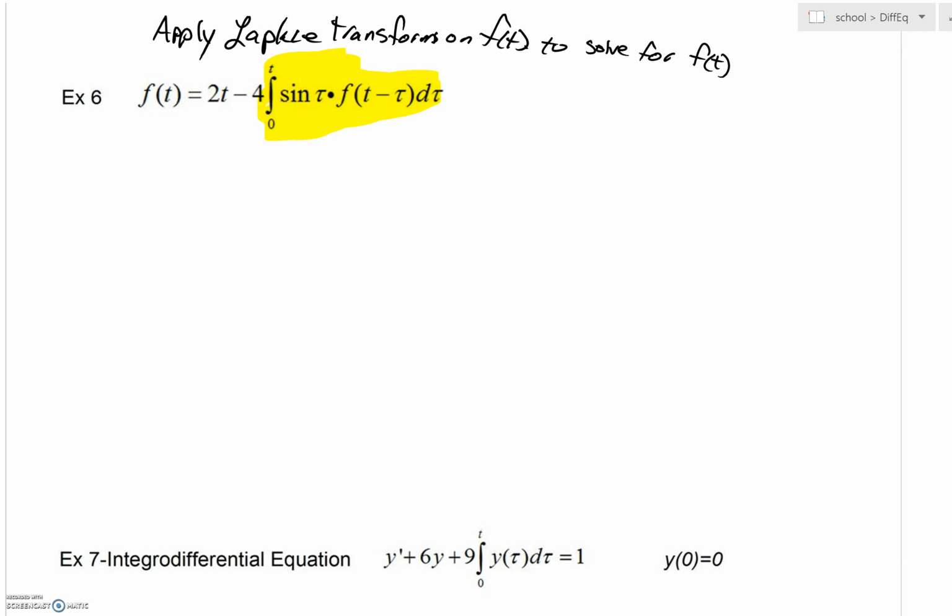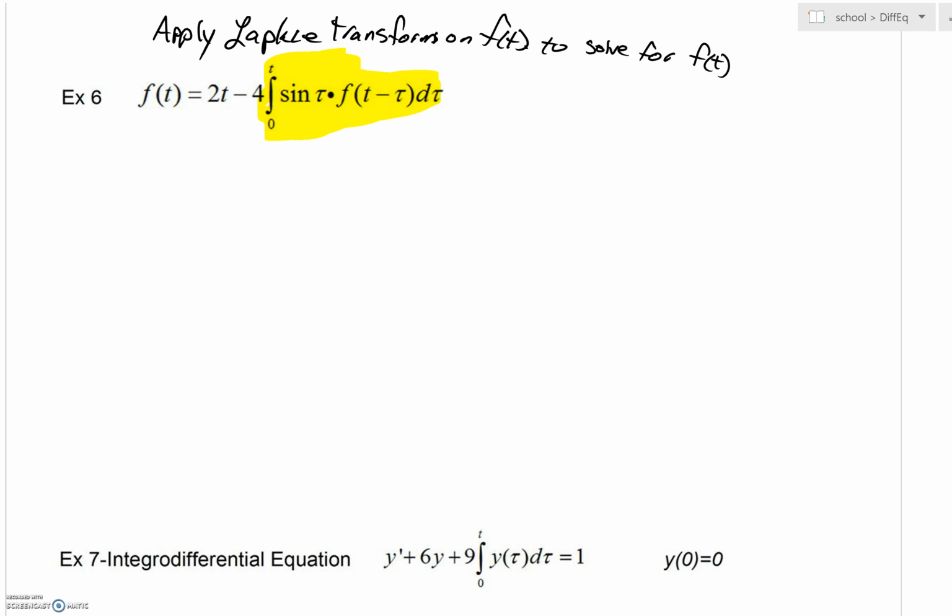Differential equations. We're on lesson 7.4, day 2. We are on the third page. We're actually on example 6, and this is what we're talking about. We were looking at convolutions, and you could have an equation just like so. f of t equals 2t minus 4, and you've got this integral.